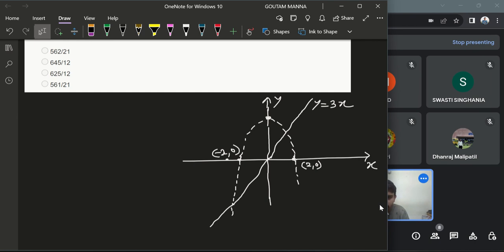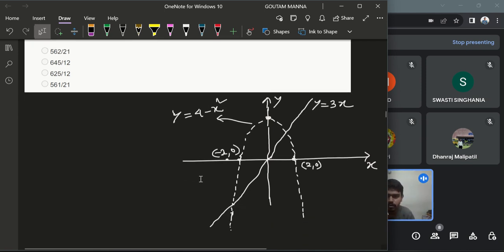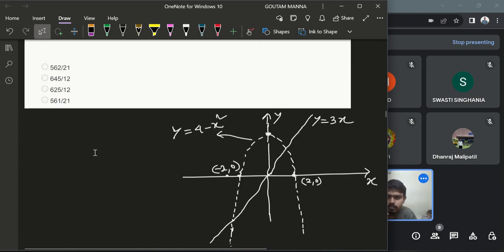Extend it to cross this y equals 3x line somewhere. So this is the y equals 4 minus x square. Okay, fine.